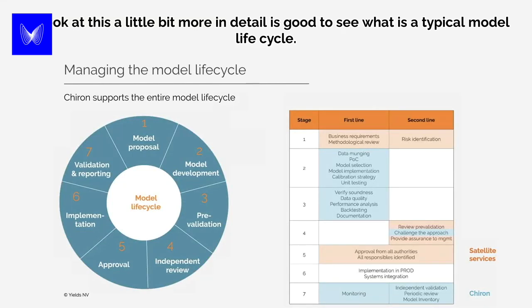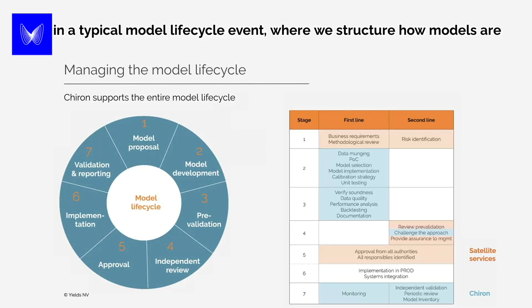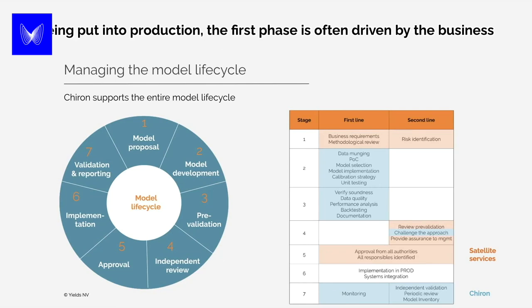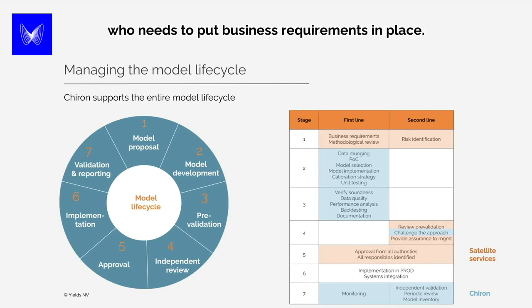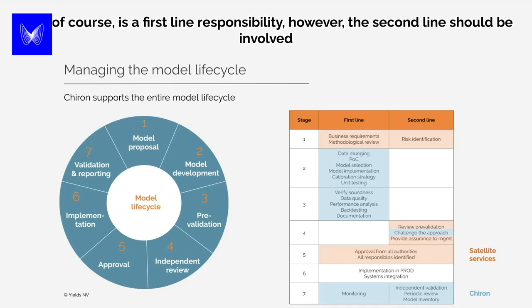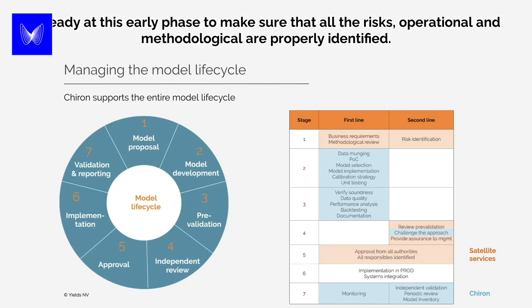To look at this a little bit more in detail, it's good to see what is a typical model lifecycle. So in a typical model lifecycle, where we structure how models are being put into production, the first phase is often driven by the business who needs to put business requirements in place. This, of course, is a first line responsibility. However, the second line should be involved already at this early phase to make sure that all the risks, operational and methodological, are properly identified.